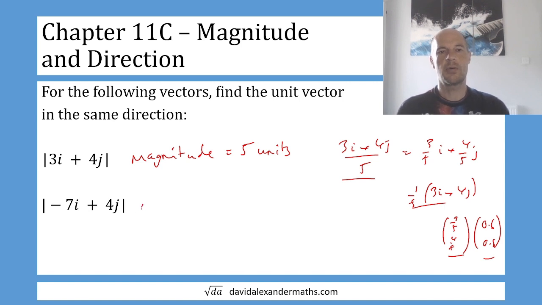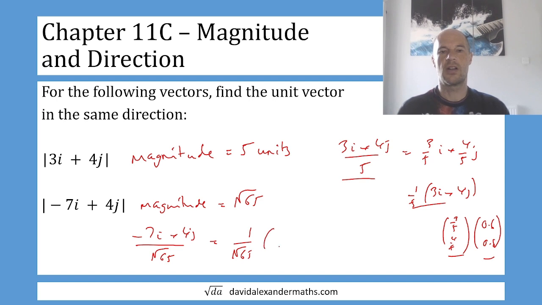This second example, the magnitude was the square root of 65. So for the unit vector, it's just this divided by root 65. So it's minus 7i plus 4j over the square root of 65, which you might want to write as 1 over root 65, lots of minus 7i plus 4j.